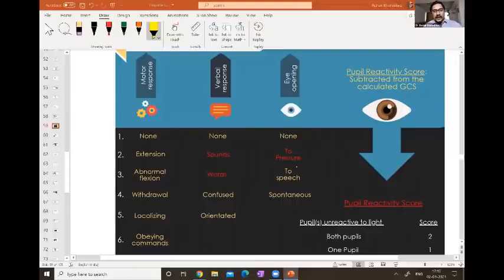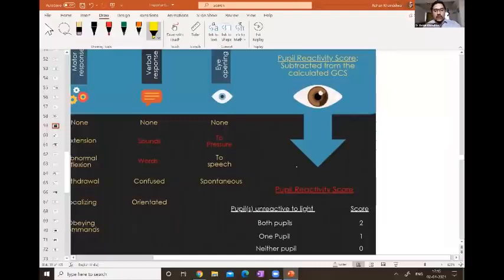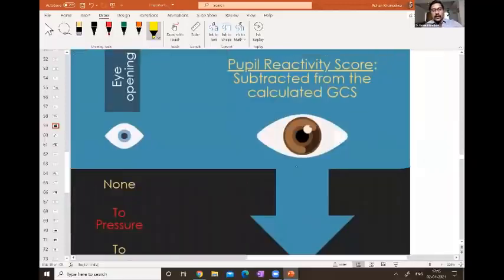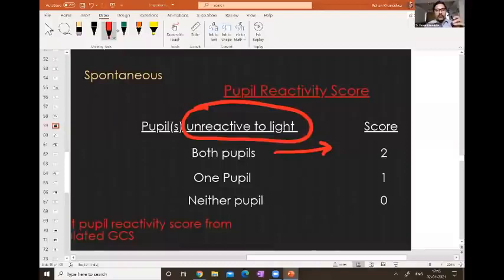One update is the GCS-P score. The P score is the pupil reactivity score, and it is to be subtracted from GCS. So this is one update. If both the pupils, look here please, if both the pupils are unreactive to light, then you will subtract 2 from the GCS. If one pupil is unreactive to light, you will subtract 1. If neither pupil is unreactive, subtract 0. This is an important update for your exam.